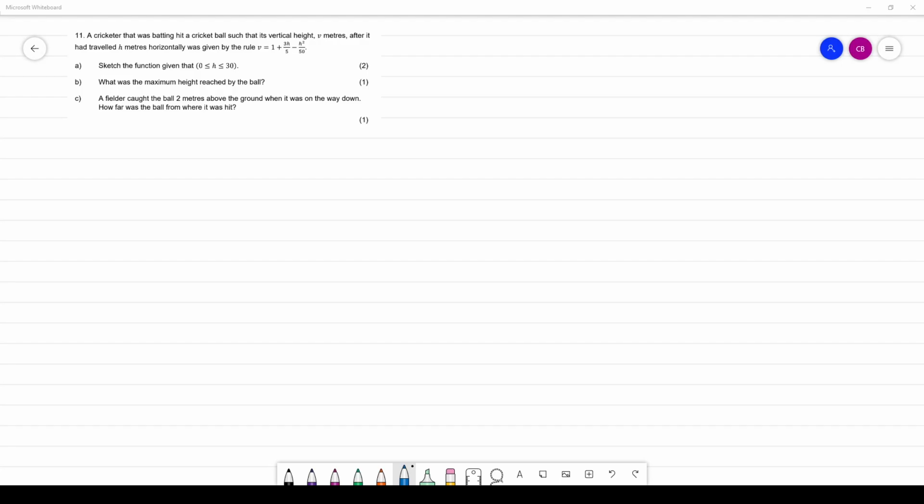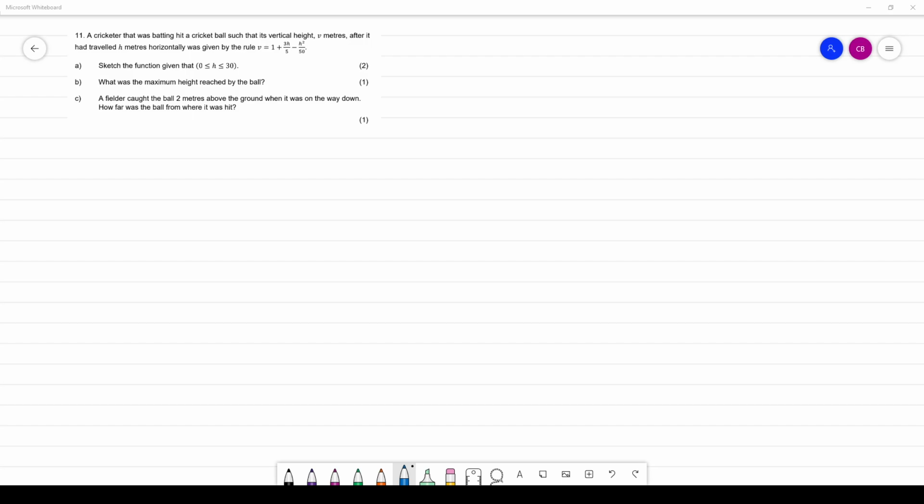We've got another question here from a long-time viewer, long-time fan. Let's have a look. We've got a cricketer that was batting, hit a cricket ball such that its vertical height, v meters, after it had travelled h meters horizontally, was given by the rule v equals 1 plus 3h over 5 minus h squared over 50. Sketch the function given that blah.